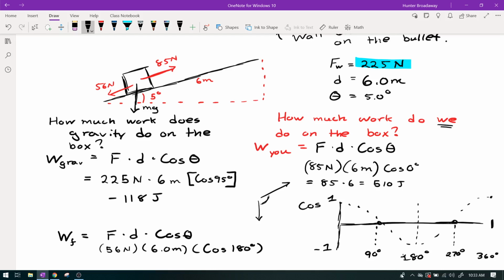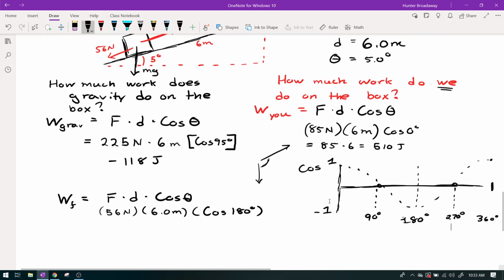What is all this multiplied together? 56 newtons times 6 meters times the cosine of 180. 56 times 6 times the cosine of 180. Negative 336? Okay, so we got negative 336 joules of energy. And then I think we've got one more.